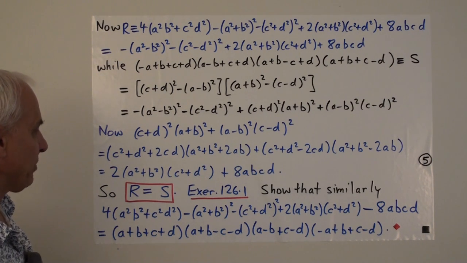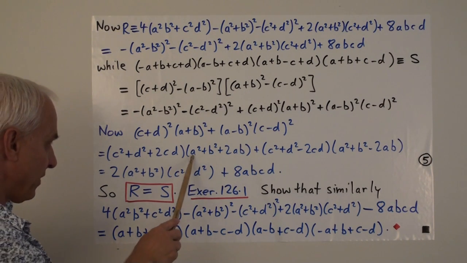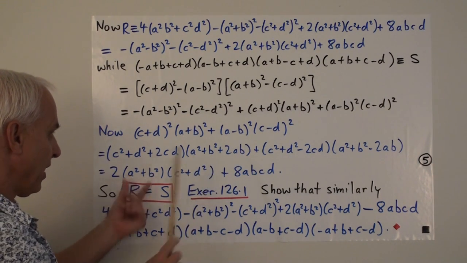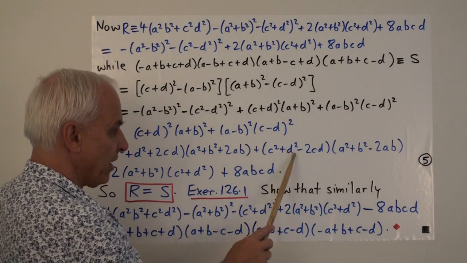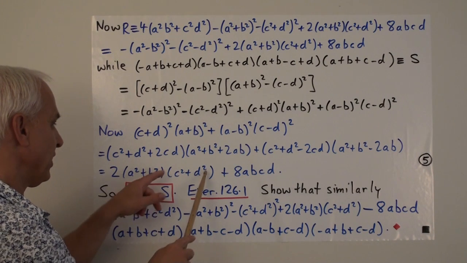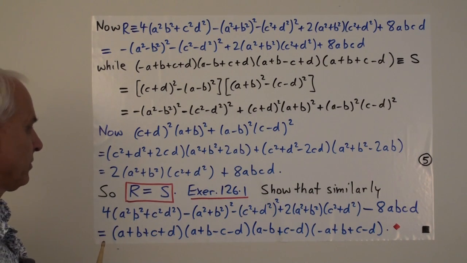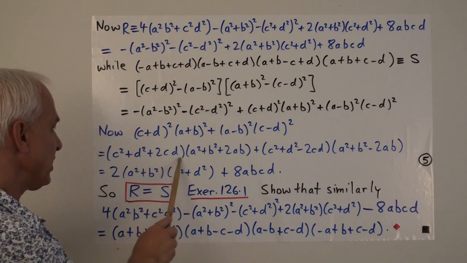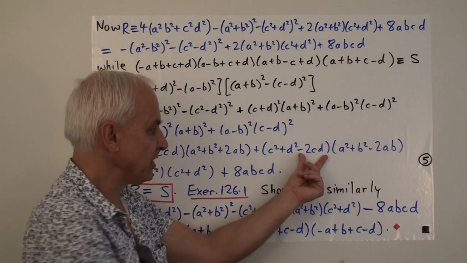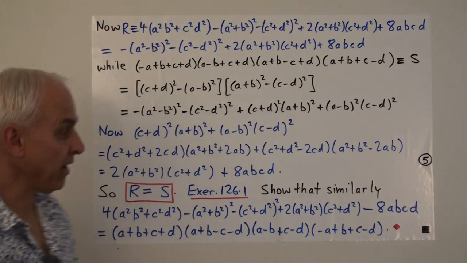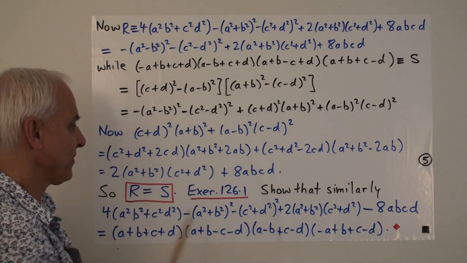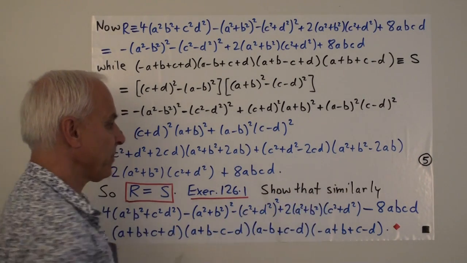Okay, what happens when we multiply this out? Well, this a squared plus b squared times this c squared plus d squared combined with this a squared plus b squared times this c squared plus d squared gives us 2 times a squared plus b squared times c squared plus d squared. The 2cd times 2ab that we get from here times here, and the minus 2cd times minus 2ab that we get there, combine to give us 8abcd. Plus 4 here and another plus 4 there.